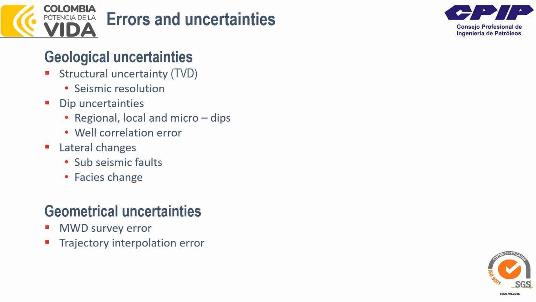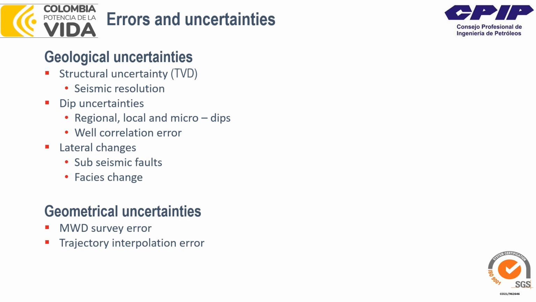There are two big groups of uncertainties. One is geological uncertainties, which are related to the geology and the Earth itself. And second is geometrical uncertainties, which are related to the well itself, to the well trajectory and how we drill the well.